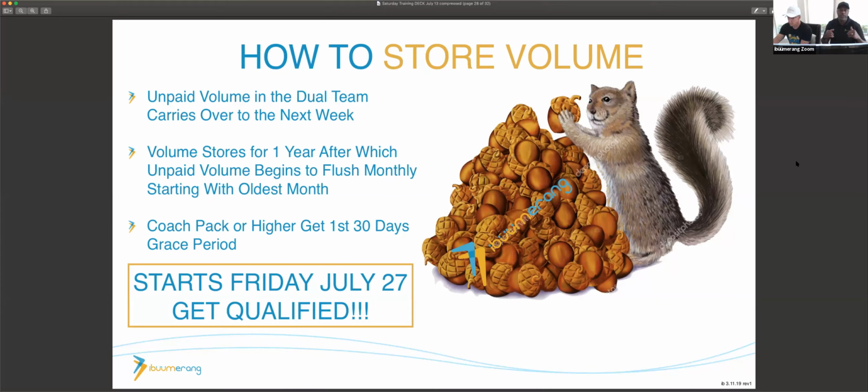Now, what volume goes into the dual team? All of the volume from enrollments only, okay? So monthly subscription volume does not go in the dual team. Only enrollment volume. So that's for all those coach class packs and business class packs and first class packs. That goes into the dual team each week. And what happens is the volume is added up from both sides, and you get anywhere from 10% to 20% of the lesser side paid out each week.